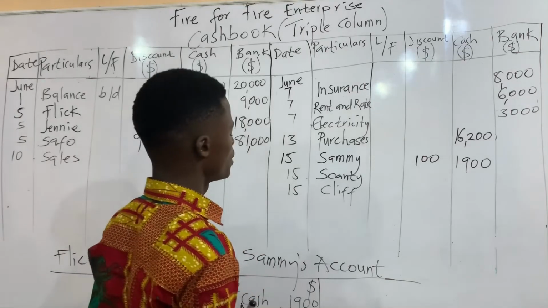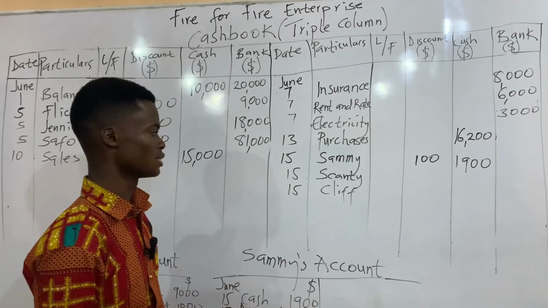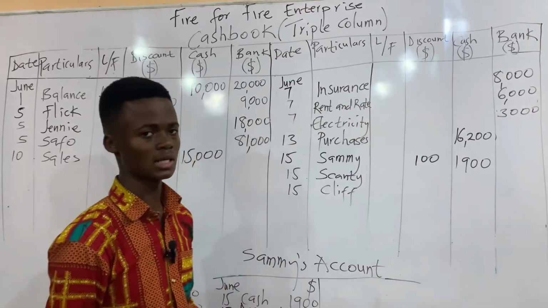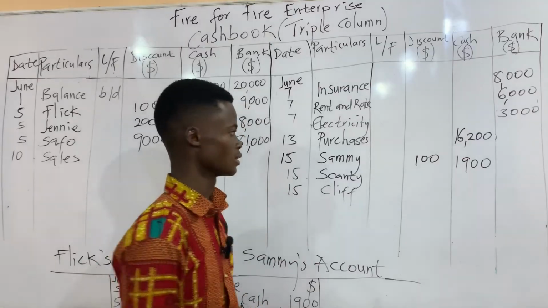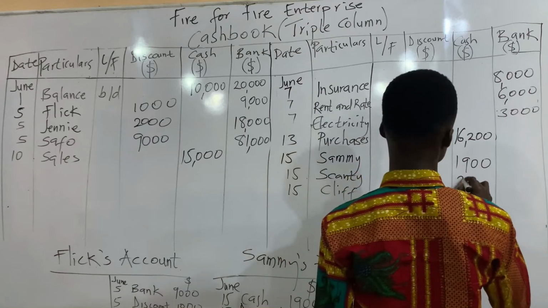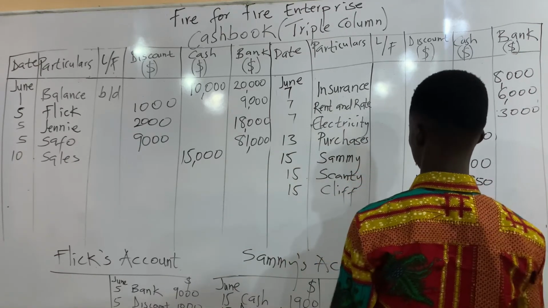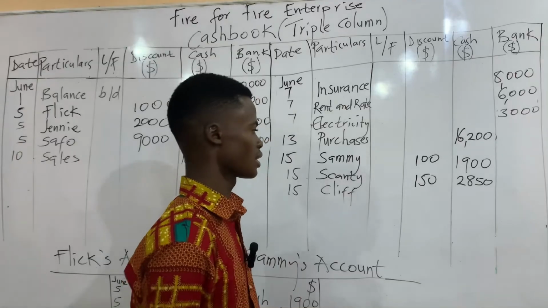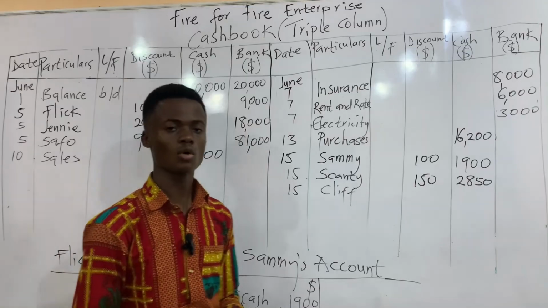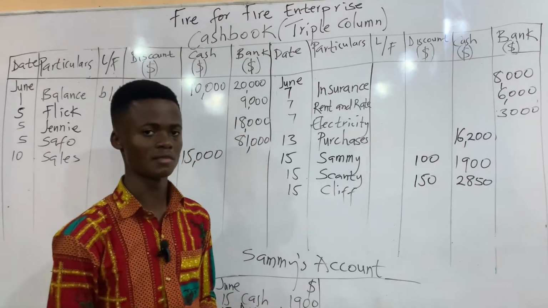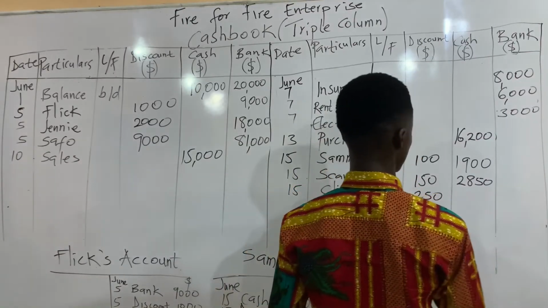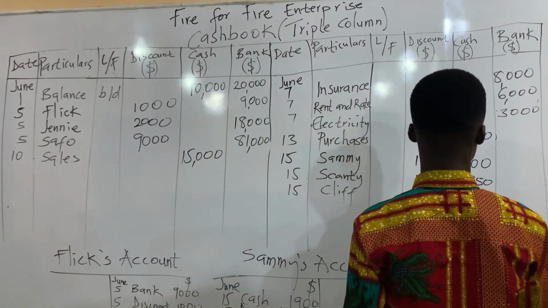100. We were also supposed to pay $3,000 to Scanty, but we enjoyed a discount of 5%. So 5% of $3,000 will give us $150. So the discount here is $150, and the remaining amount will be $2,850. We were also supposed to pay $5,000 to Cliff, but also we enjoyed a discount of 5%. So 5% of $5,000 will give us $250. So the discount here is 250 and the remaining amount will be 4,750.